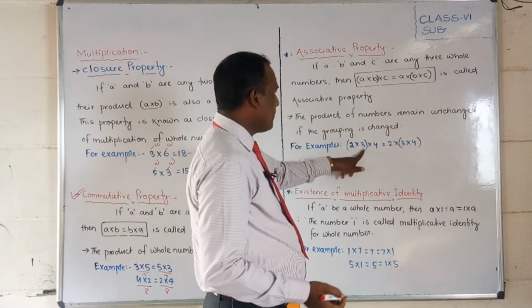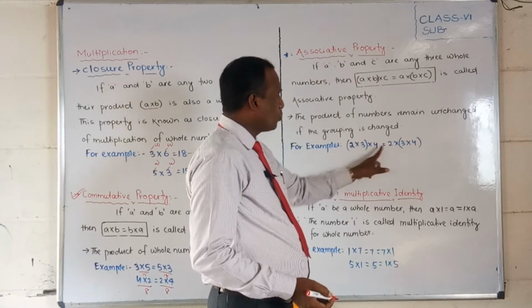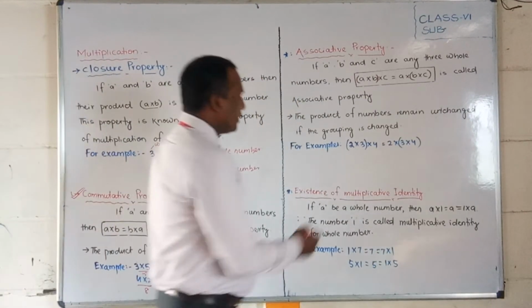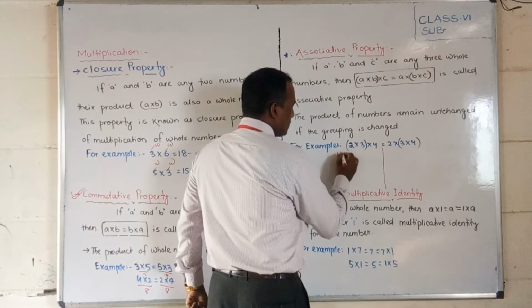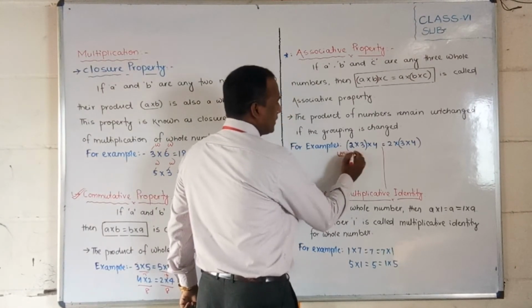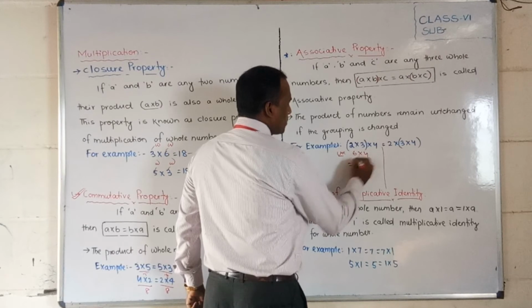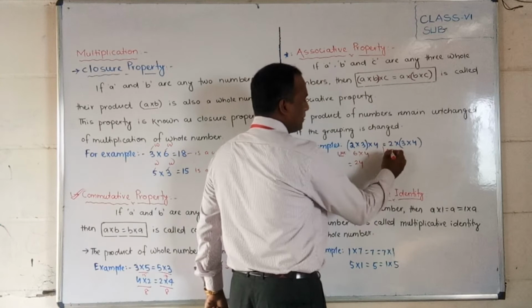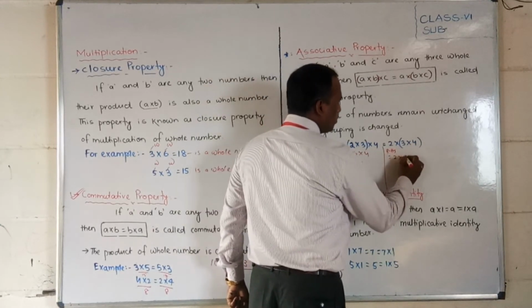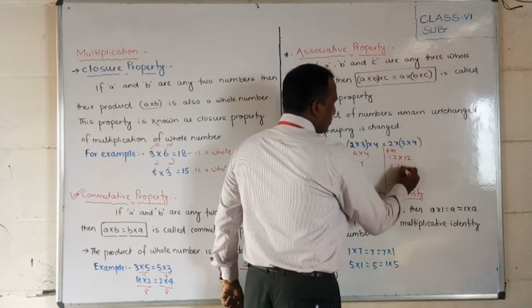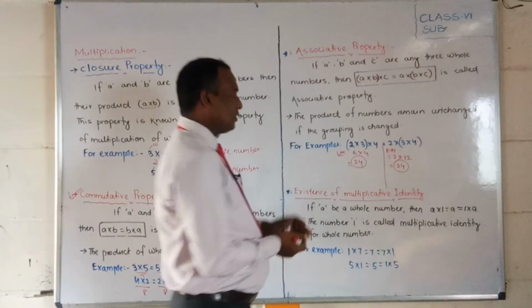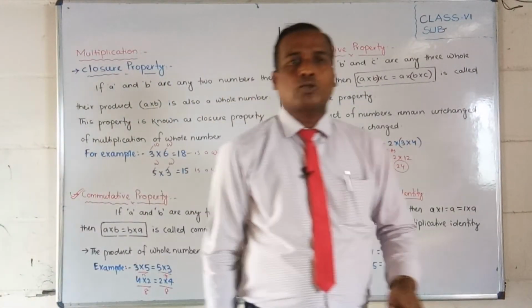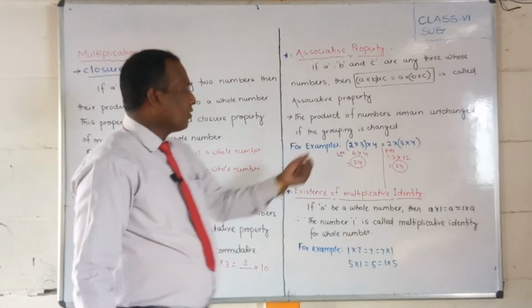Now we will see this with examples. Look here, students. I have made (2 into 3) into 4 is equal to 2 into (3 into 4), where 3 into 4 is the group. If we compare the left-hand side and the right-hand side, what is the answer? 2 into 3 is 6, 6 into 4 is 24. On the right-hand side, 3 into 4 is 12, 2 into 12 is 24. So both values are the same. Whether we group the first two numbers or the last two numbers, the value is unchanged.